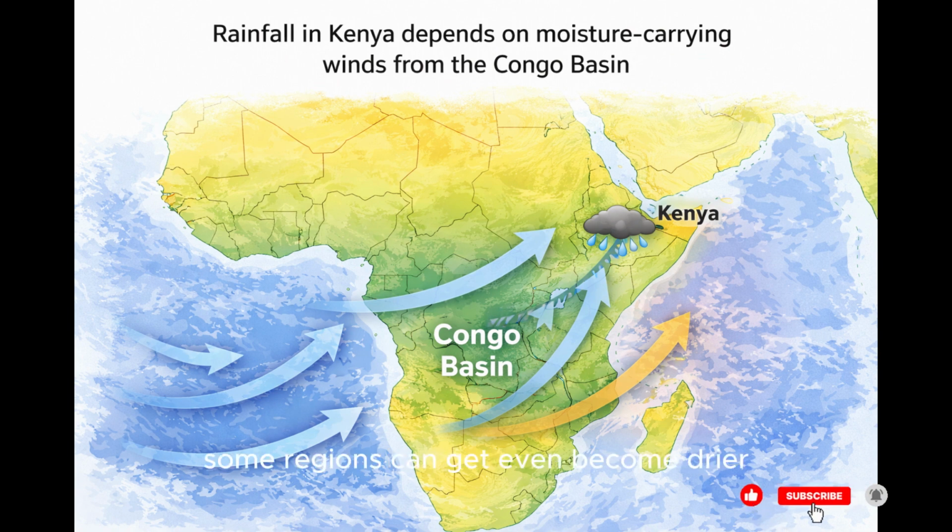Some regions can even become drier. But toward the end of the year, especially between October, November, December, we used to call it short rains. So rainfall over Equatorial East Africa often increases sharply during the short rains, and most of the El Nino flooding usually occurs October, November, December. So that's why the worst flooding usually happens towards the end of the year.